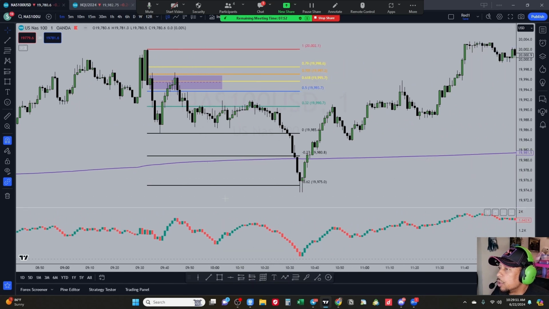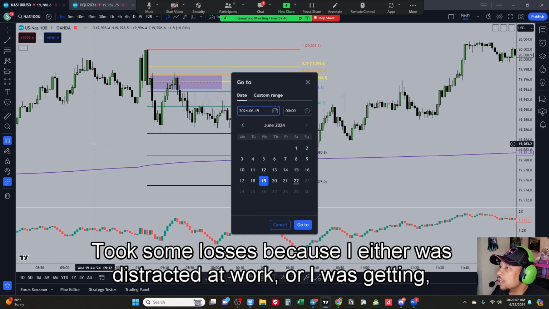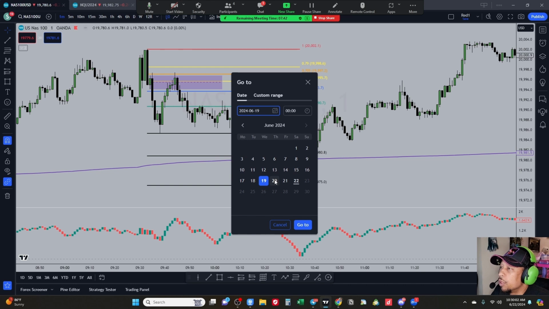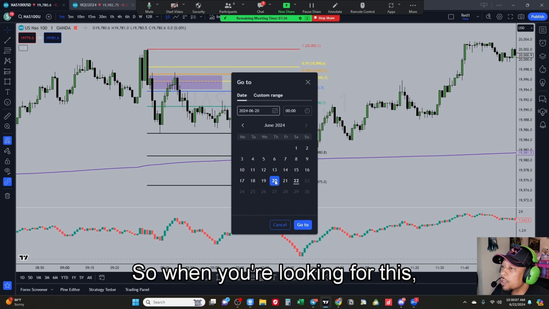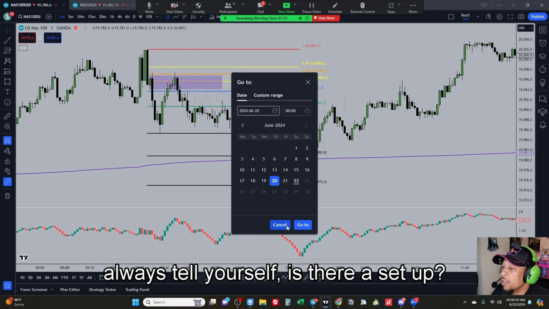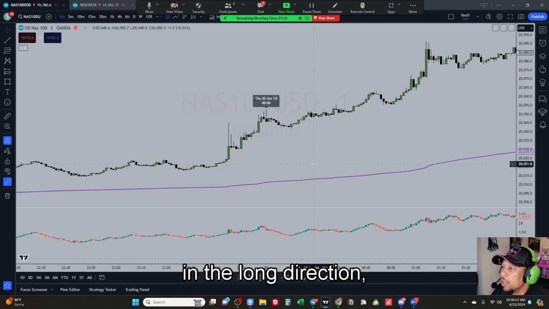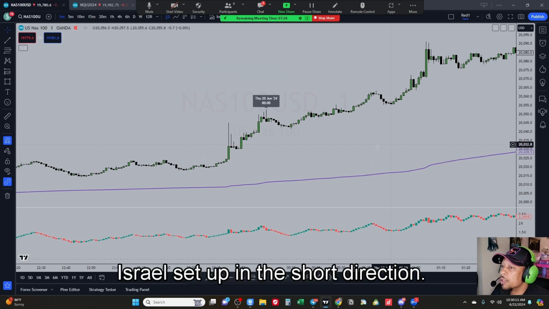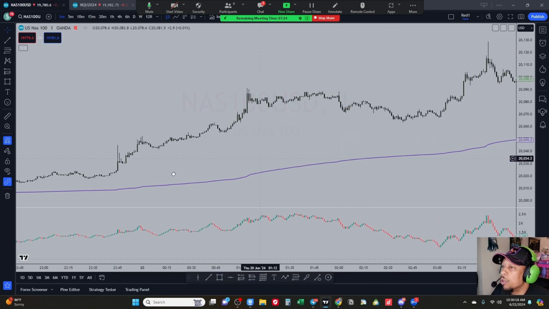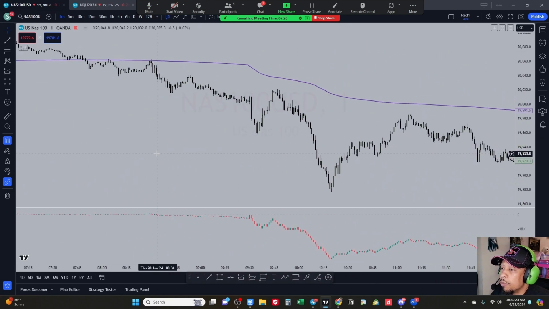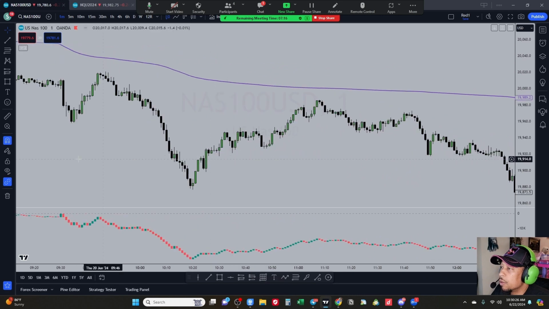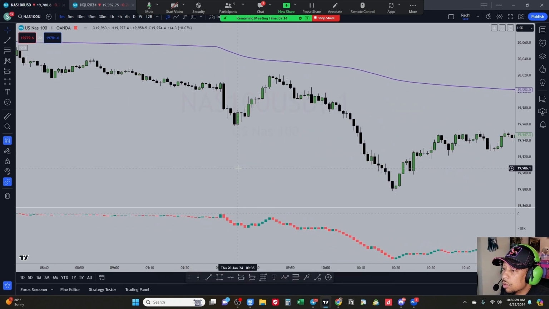It's golden. And there's a couple days in here that I took some losses because I either was distracted at work or I was getting directional blindness, expecting only one direction. So when you're looking for this, always tell yourself, is there a setup in the long direction? Is there a setup in the short direction? Don't only look for one, because it'll kick you in the ass like it did me. And just stay consistent, man. You can see that it works.